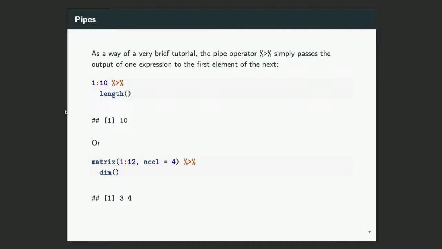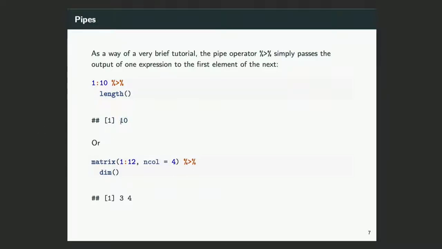So pipes are a way of sending the output of one R function into the first argument of the next function in R. The pipe is this %>%. I know a lot of you have seen it, but I just wanted to show an example if someone is unfamiliar with them. If I have the sequence of numbers 1 through 10 and I pipe it to the function length, this is the same as calling the function length on the sequence from 1 to 10, and it spits out that the length of this thing is 10.